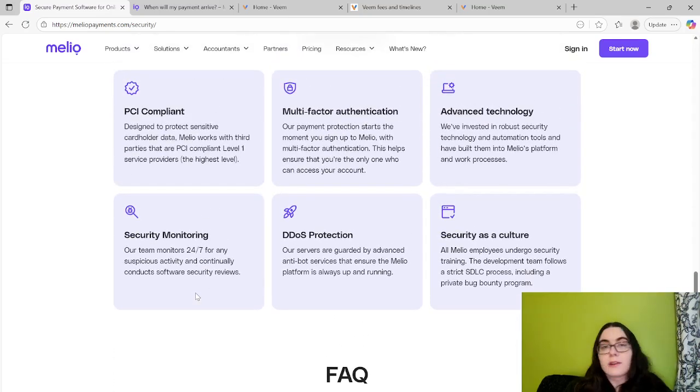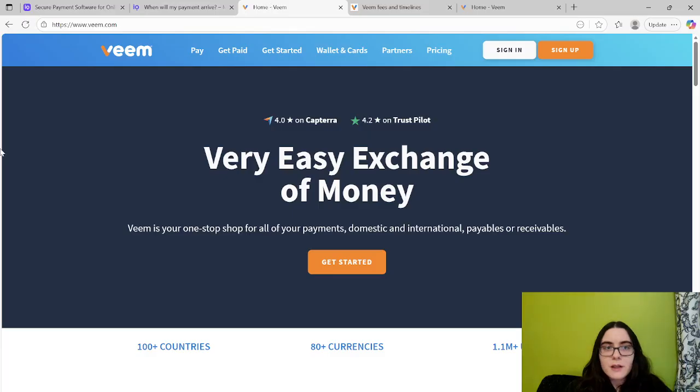So we will take a look now at Veem. Veem stands for Very Easy Exchange of Money. So we'll start by looking at the different fees and plans that they have.